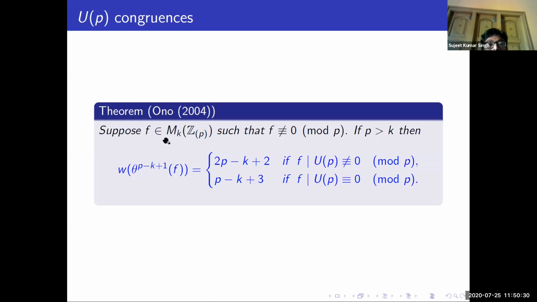So the result says that if f is any modular form and f is not congruent to 0 mod p, if you take p to be greater than k, then f has U_p congruence if, when you calculate the filtration of this theta^(p-k+1) f, it equals p-k+3. So he gave an equivalent condition for the existence of U_p congruence in modular forms.